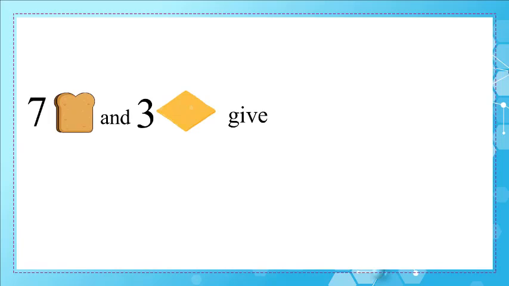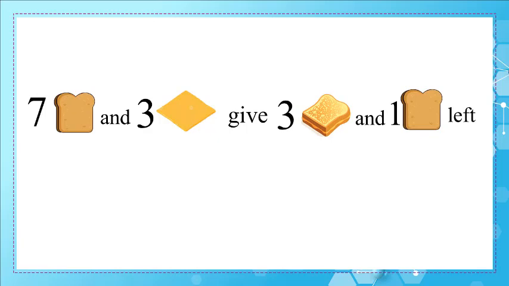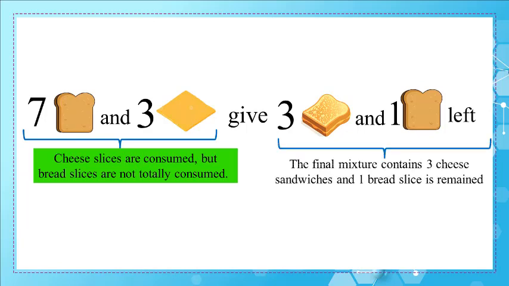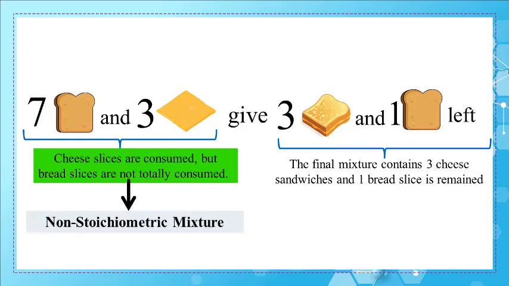So, 7 bread slices and 3 cheese slices give 3 cheese sandwiches and 1 bread slice is left. The cheese slices are consumed, but the bread slices are not totally consumed. The final mixture contains 3 cheese sandwiches and 1 bread slice remains. This mixture is called non-stoichiometric mixture.